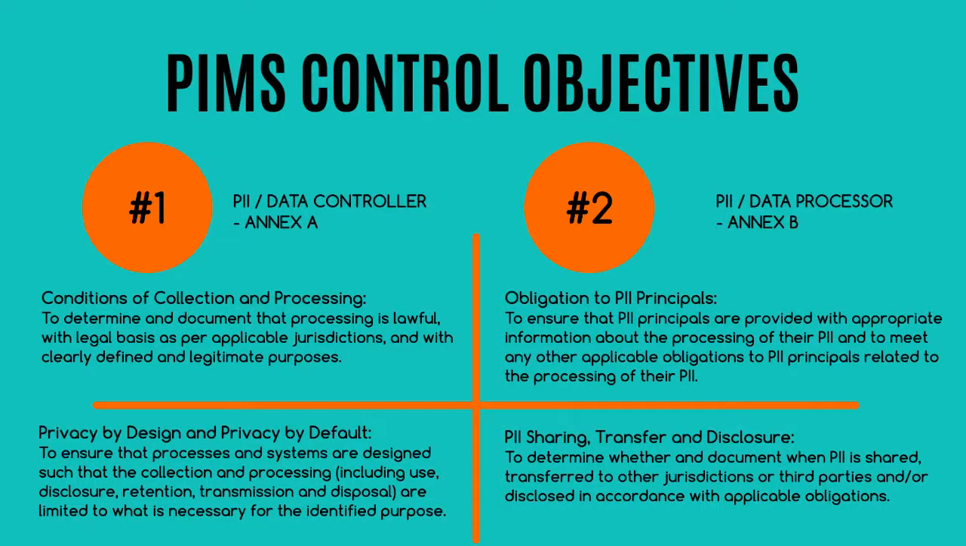Then PII sharing, transfer, and disclosure is the last control objective, and we must be able to put in controls around how we share PII, how PII is transferred cross-border or within, and disclosure. These are the controls that are necessary to meet this control objective. You'll find this in either Annex A of 27701, which is applicable to the PII controller, or in Annex B of 27701, which is applicable to the PII processor.